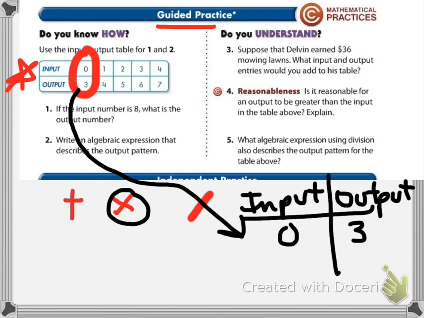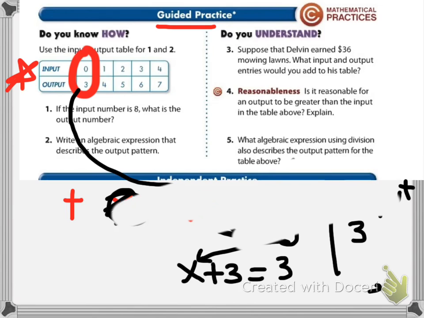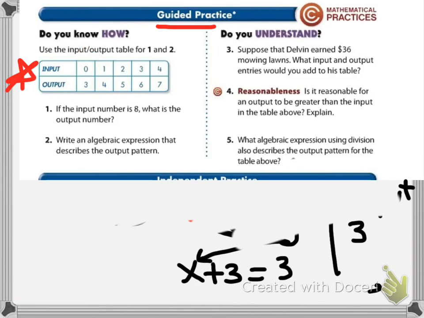So we know it's not going to be multiplying. It's going to be adding. So the operation is going to be adding. 0 plus what will give me 3? Oh, well, we have to add 3. So maybe the pattern is we have to add 3 to the input, which we'll call x. Okay, so if we put 0 here, 0 plus 3, does it equal 3? Yes. Okay, so let's test this out for the next one.